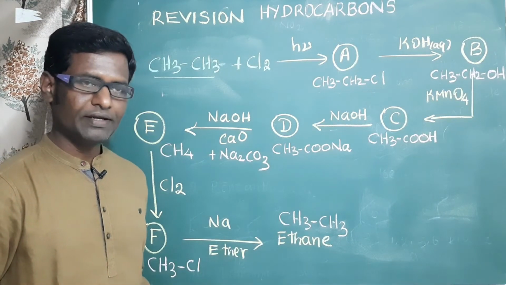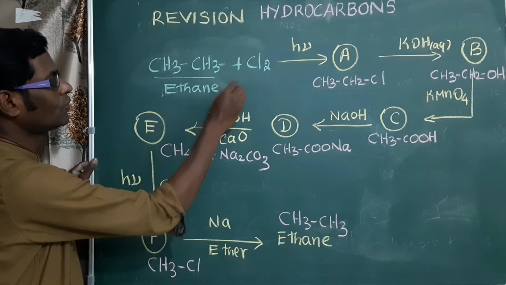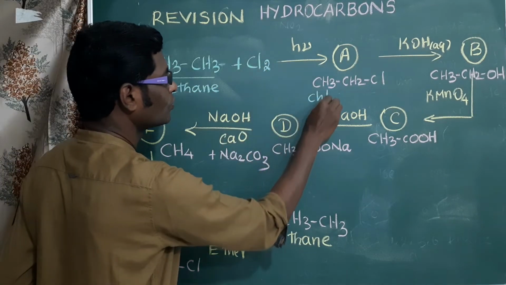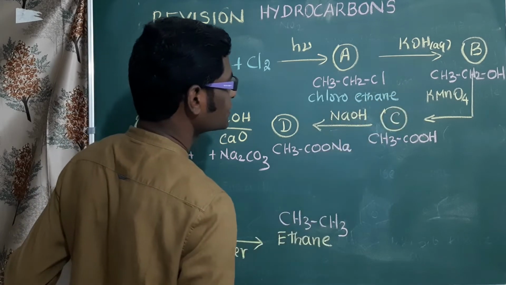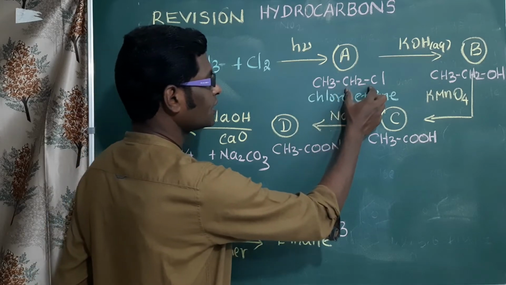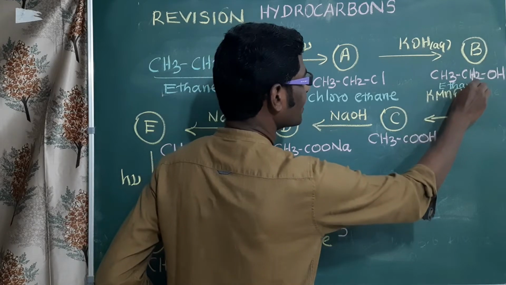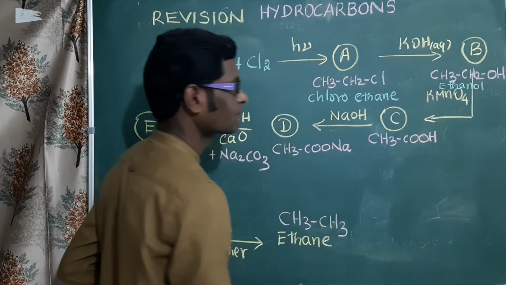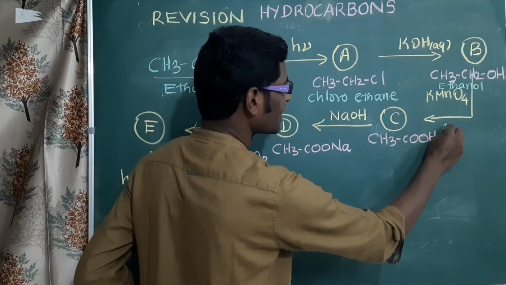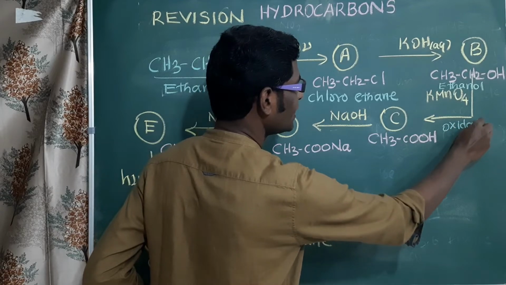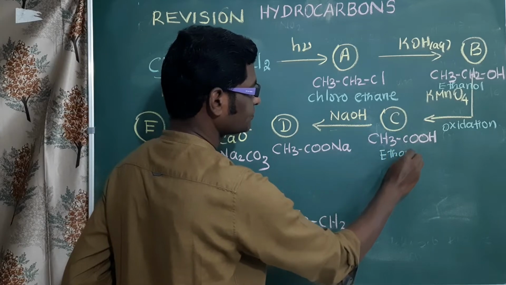I will repeat again. When ethane is treated with chlorine in presence of light, we will get chloroethane. This reaction is called photolytic halogenation reaction. This chloroethane treated with aqueous KOH, we will get ethanol. This reaction is called substitution reaction. When ethanol is treated with potassium permanganate, we will get carboxylic acid. This reaction is called oxidation reaction. Name of the acid, ethanoic acid.